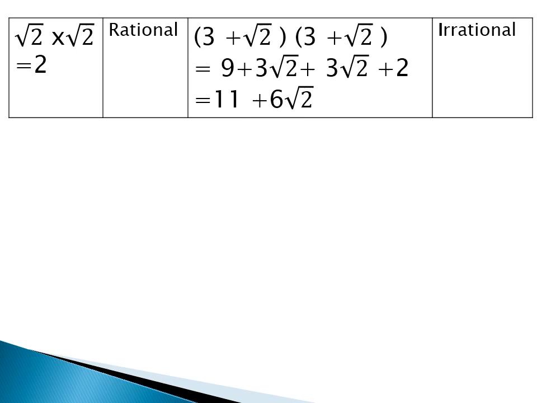Now we will go for product. Root 2 into root 2. Two irrational numbers are multiplied here. The result is 2. 2 is a rational number because it can be expressed in the form p by q. Similarly, 3 plus root 2 into 3 plus root 2 we are multiplying.